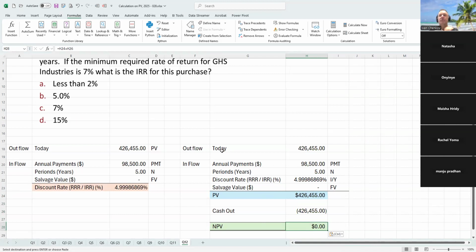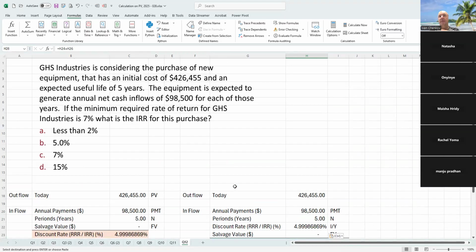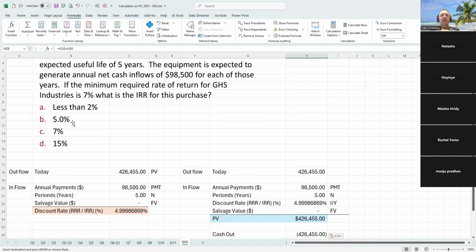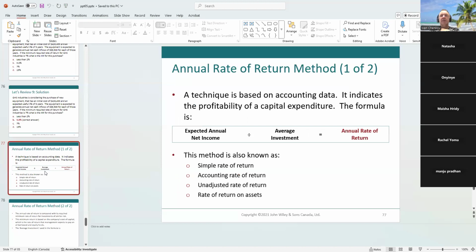This is another way for you to check yourself. Does this number actually make sense? It does make sense because the net present value is 0. So what's the return that you're going to get on this project? Only 5%. If the required rate is 7%, would you accept this project? Obviously not, right?